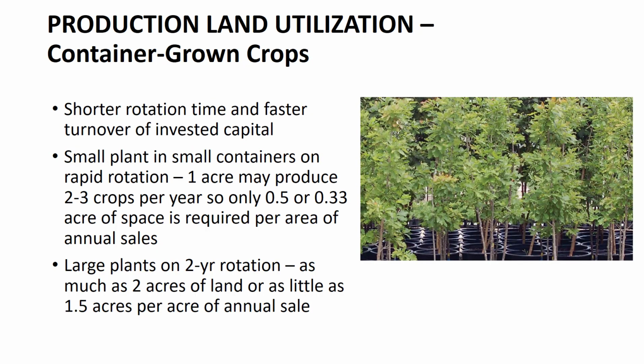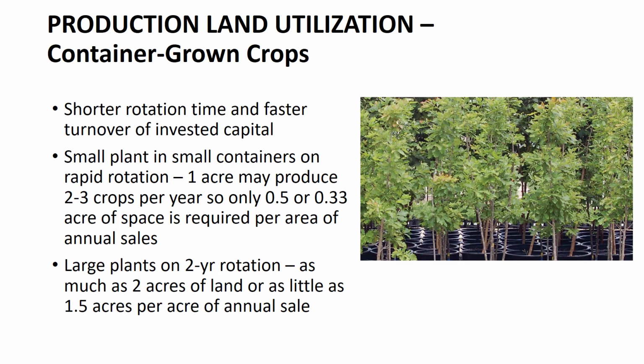Land for the production of container-grown crops is occupied for only a few months for crops with a rapid production cycle, up to 1 to 2 years for species with longer production cycles. Container production land can be used for a subsequent crop almost immediately after a crop has been harvested. This is one of the advantages for container production: shorter rotation time, leading to faster turnover of invested capital.